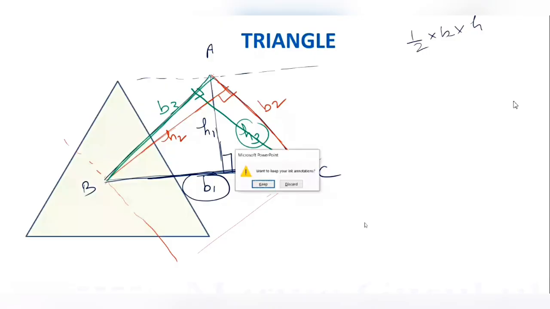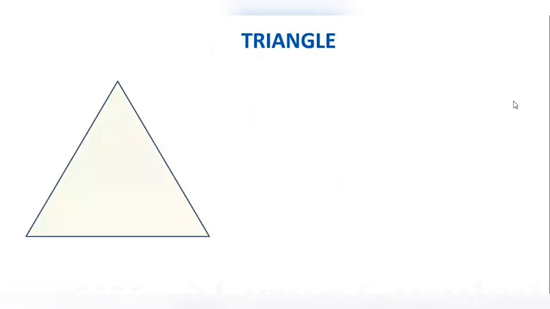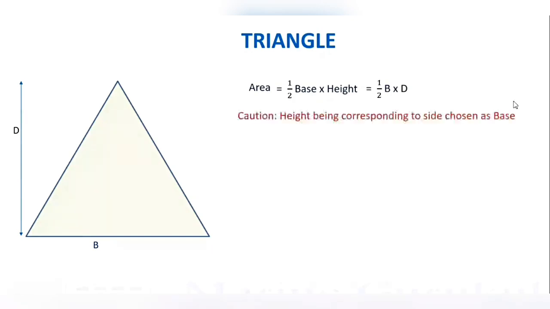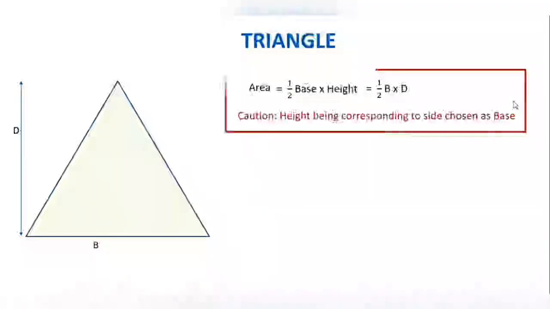So I'll clear this and we go to triangle. Okay. This is the triangle we are talking about. Area of the triangle is half base into height. Now here I have taken B as the base, and the height I'm taking as capital D. So it will be half base into the height D. Okay. Caution. Height being corresponding to the side chosen as the base, which I just explained to you a while back. Please make sure that you take appropriate height, appropriate to the base in question. So you cannot just mix it up.